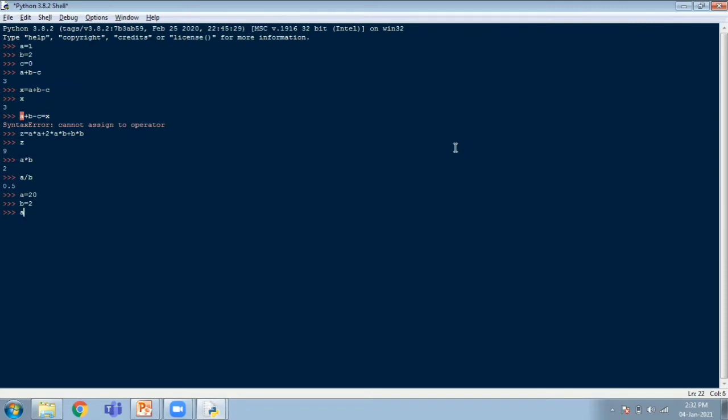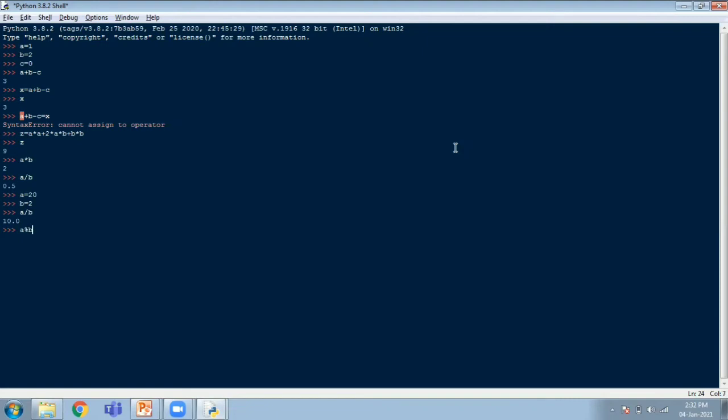A divided by B is 10.0. It gives the result as a float. Division always returns the result as float data type. Now what is modulus? What does modulus say? When A is divided by B, what is the remainder?